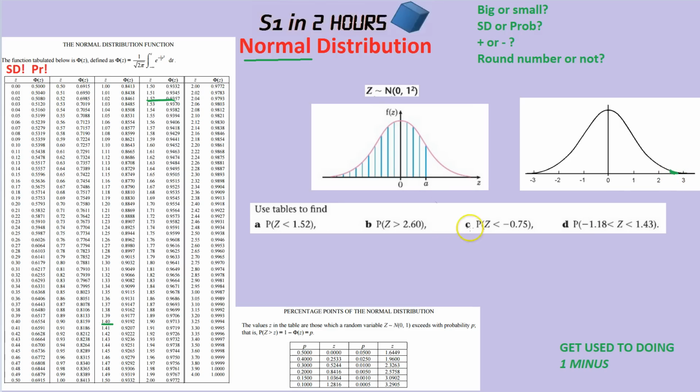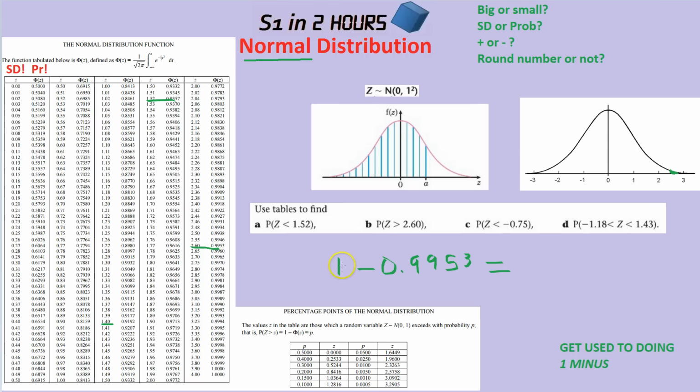Now, if we look at the tables and go to 2.6, we see that it says 0.9953. Now that is not a small area. 0.9953 is almost the entire graph. That's 99.53%. So can you guess what we need to do to find the small area? What you'd need to do is 1 minus that. So 1 take away 0.9953. And a little tip I've put down here on the right, you're going to need to get used to doing 1 minus something. That comes up so much in normal distribution.